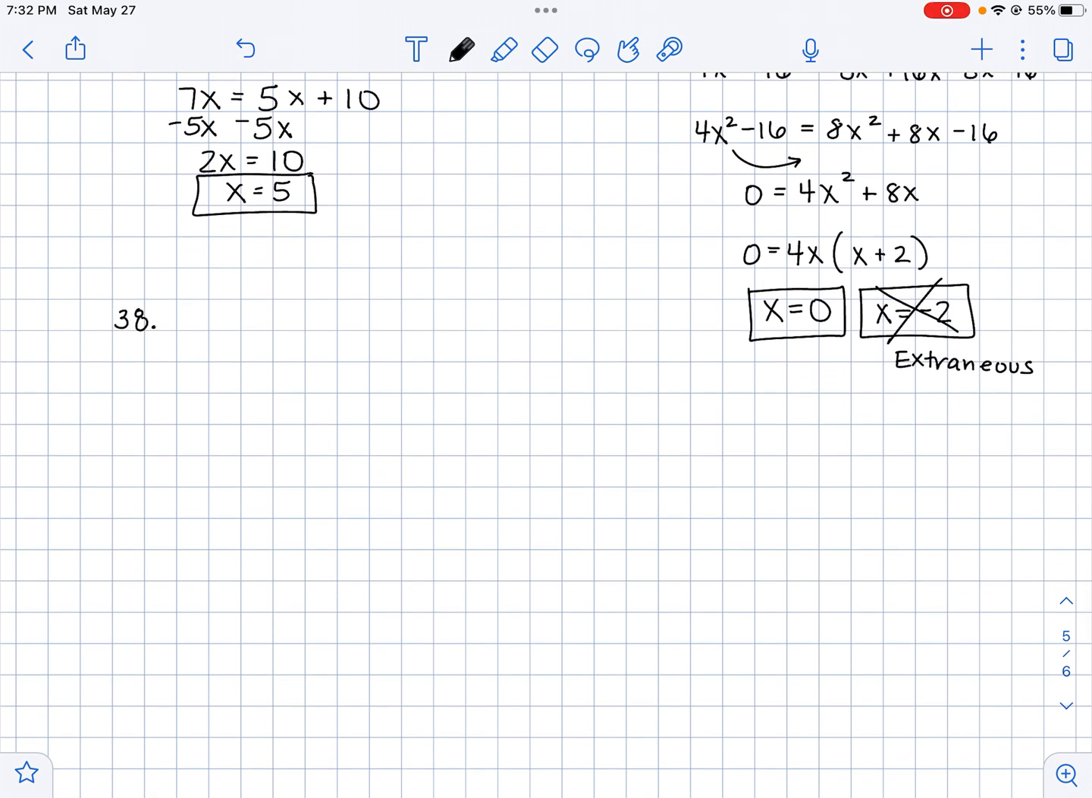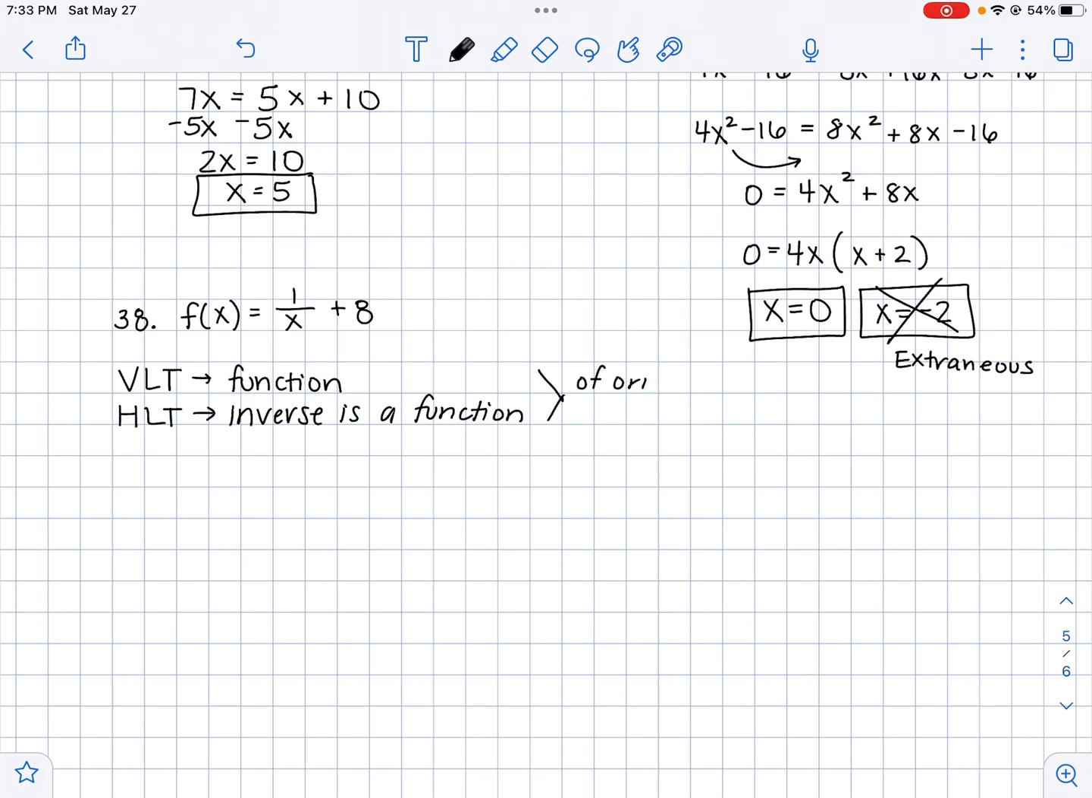The last one, number 38. So f of x is equal to 1 over x plus 8. Determine whether the inverse of f is a function, and then find the inverse. Okay, first of all, let's just go over definitions. Vertical line test determines if something is a function. The horizontal line test determines if the inverse is a function. And this is of the original.